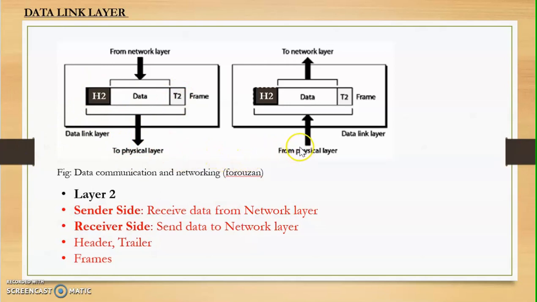Then at the receiver side, physical layer will convert the signal back to bits and pass it on to the data link layer. The data link layer will remove the information for it, that is, it will remove the headers and trailers and pass the data to the network layer. Also, we need to know that the information at the data link layer is known as frames.